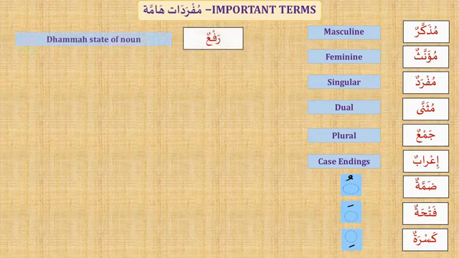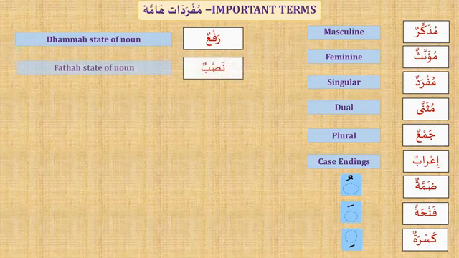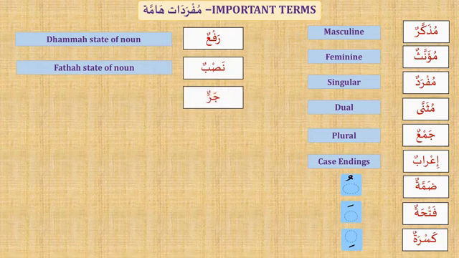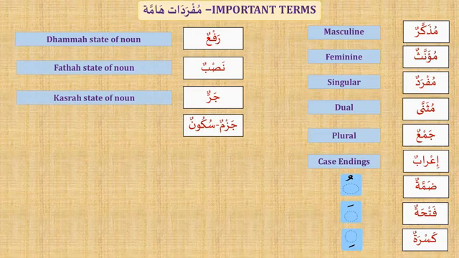Raf'un, dhamma state of noun. Nasbun, fatha state of noun. Jarrun, kasra state of noun. Jazmun or sukun, that is free from any three harakah, dhamma, fatha or kasra.